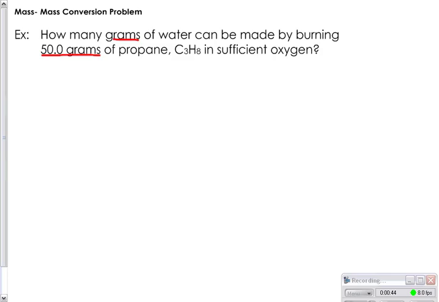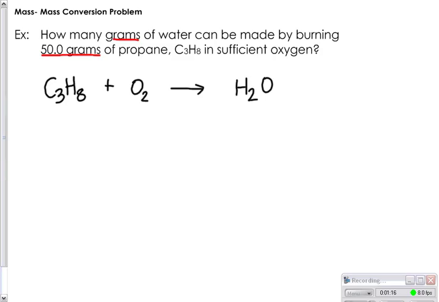Now, the first step in doing any of these problems is to write a balanced equation. It's from the reading of the problem that you'll figure out what you're doing. It's asking you how many grams of water can be made, so we know water, H2O, is a product. And we know that we're burning propane, C3H8, in oxygen. So we're going to react C3H8 with oxygen, which is O2 because it's diatomic.